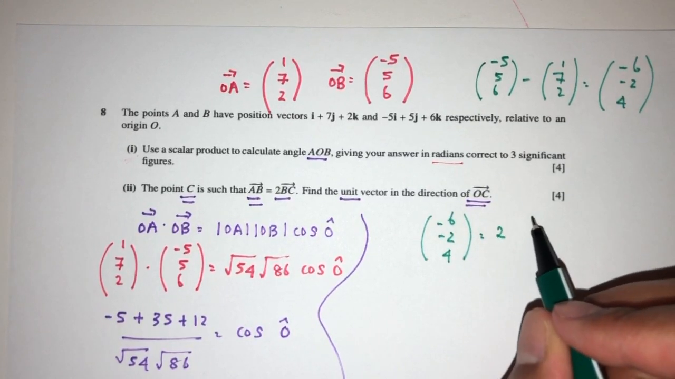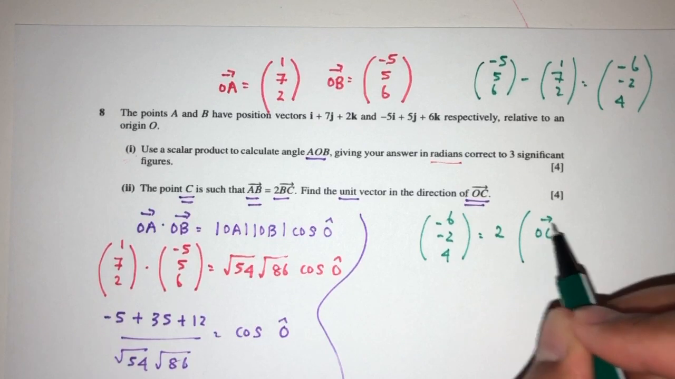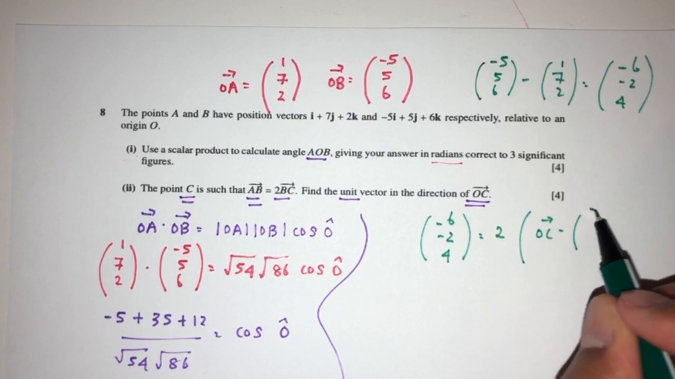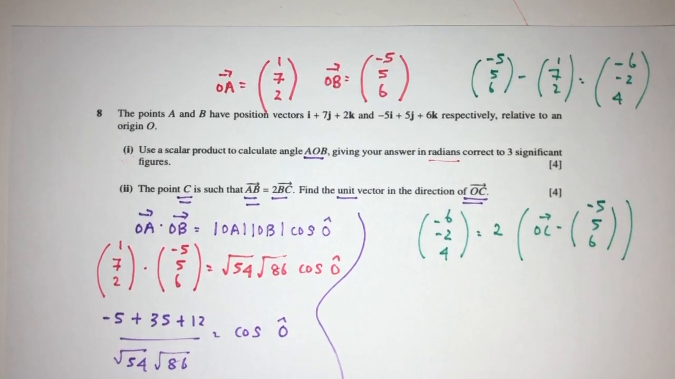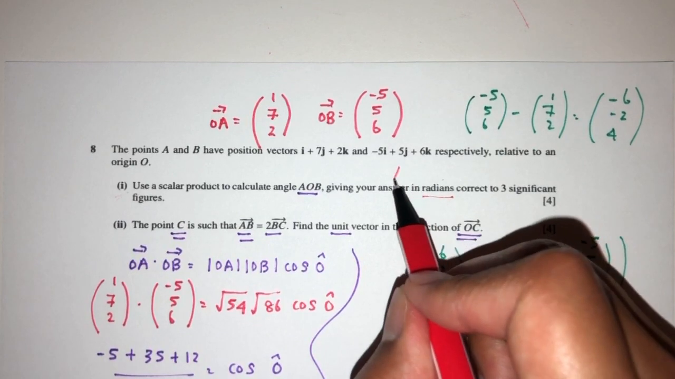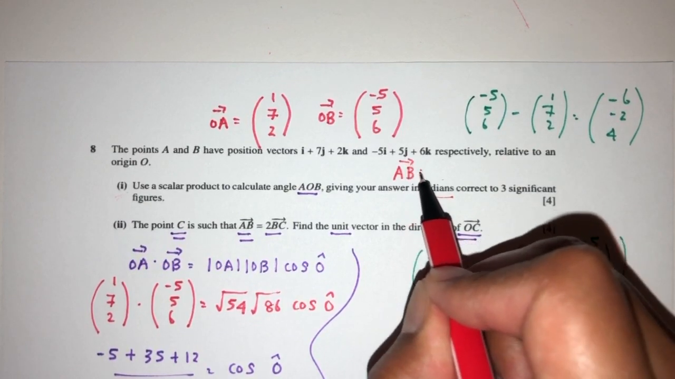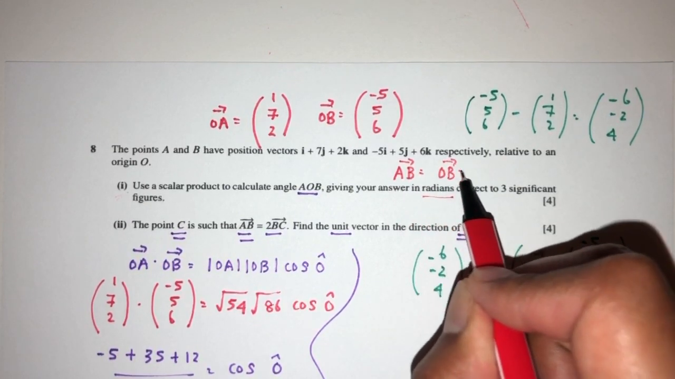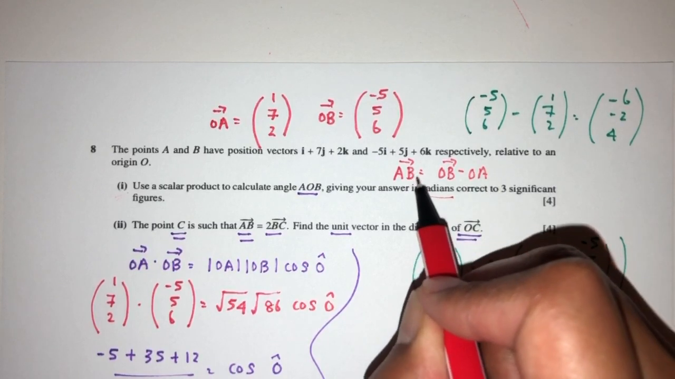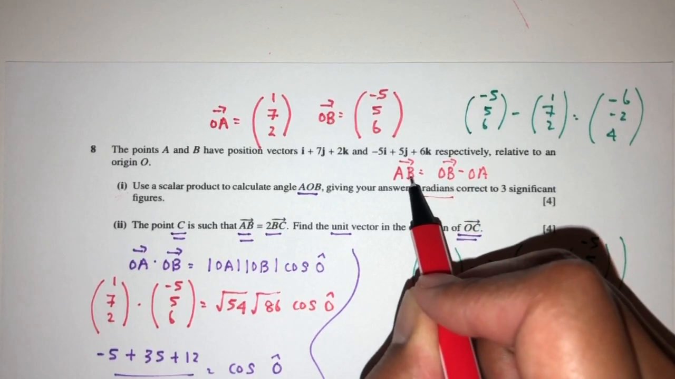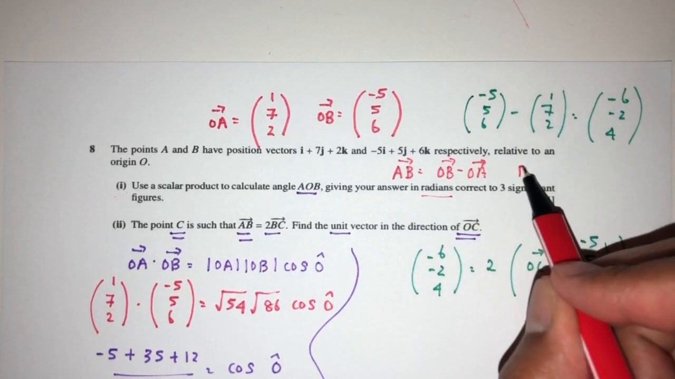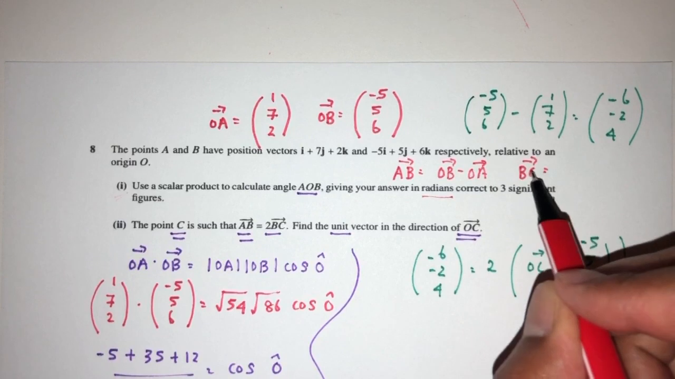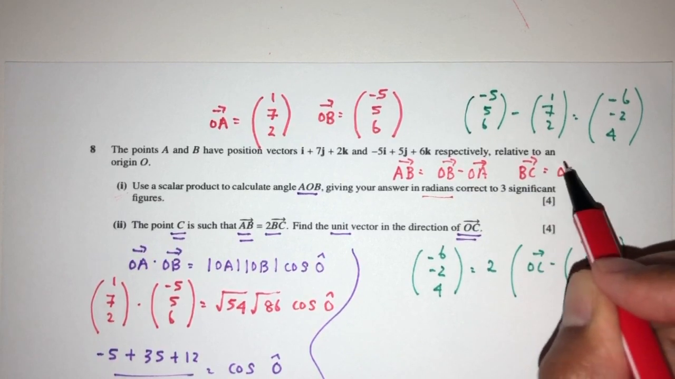2 times BC. BC is OC minus OB. OB is given to you by this, -5, 5, 6. So again, you have to know how to find those directions. For example, we have to know AB is equal to OB minus OA. You always take the second one first. So here we have B, that will be OB minus OA. Here, as you can see, we have BC. So again, the same idea. We take the second one first, so OC minus OB.